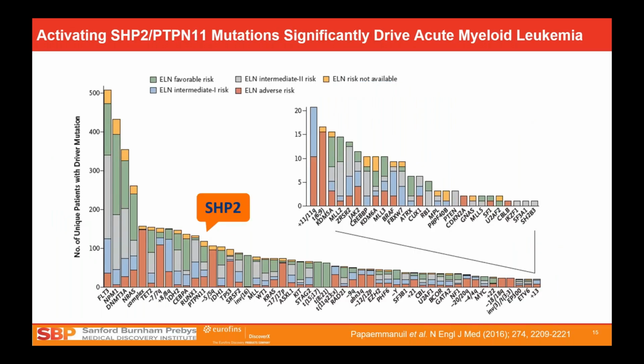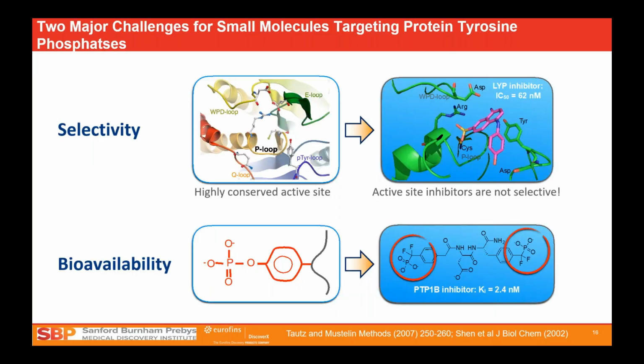So shown here is an example of what I'm talking about. This is from a recent publication on acute myeloid leukemia. And basically shown here are driver mutations for AML. And you can see how SHP2 is involved. It's actually got a greater importance than just gain of function mutants for the reasons I already outlined.